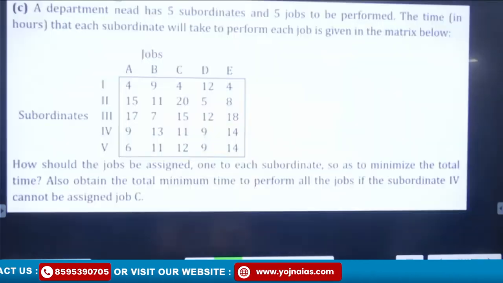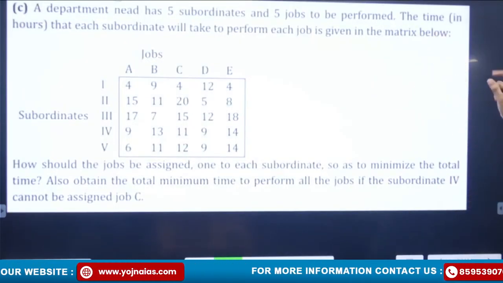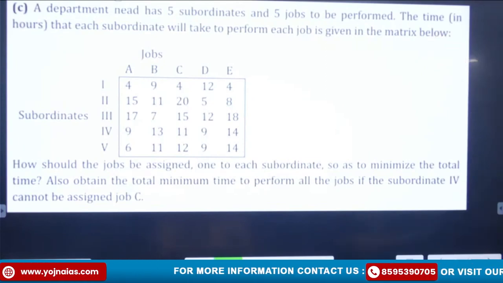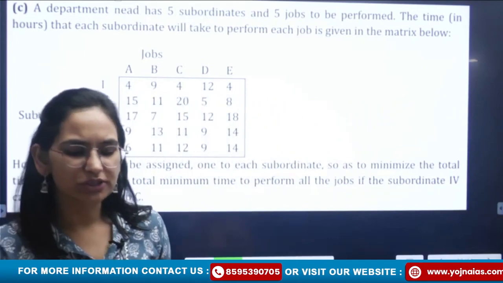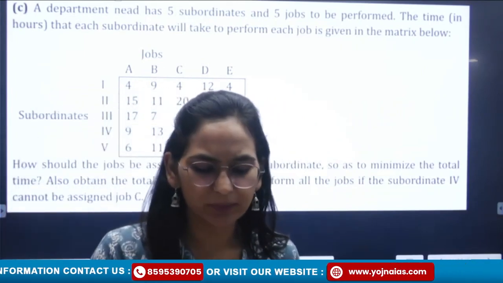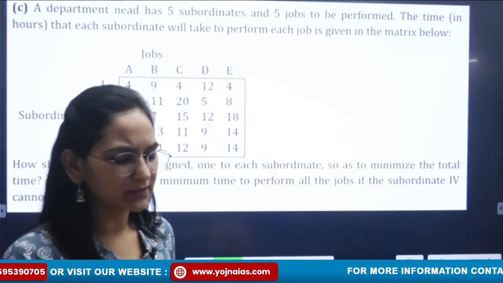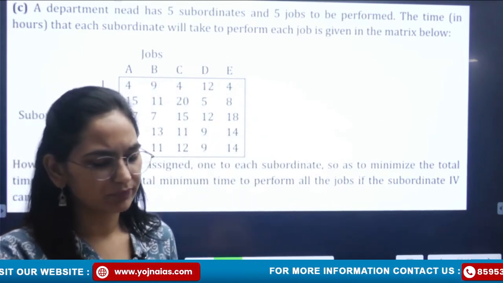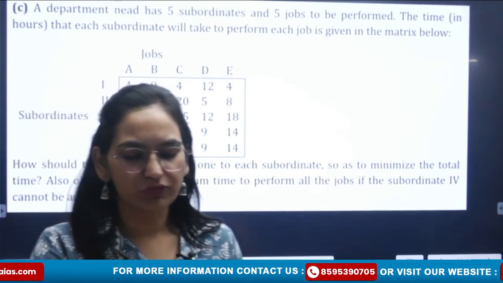So that was it. After that, a department needs 5 subordinates and 5 jobs to be performed. The time allocated. This is what? The allocation one, the allotment problem. Allocation wali. So how will we find the maximum and minimum of this? Row reduction, column reduction, and it is found in two phases.